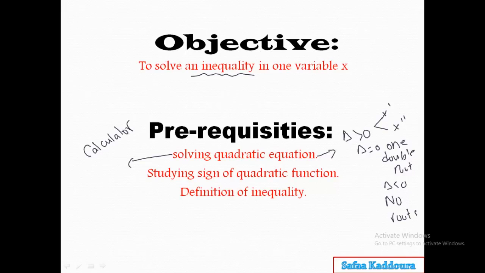What do we mean by studying the sign of a quadratic function? It means to draw the table of sign according to delta and the value of a, and we have to remember the definition of an inequality. Let's start together. Our title is solving an inequality in one variable x.